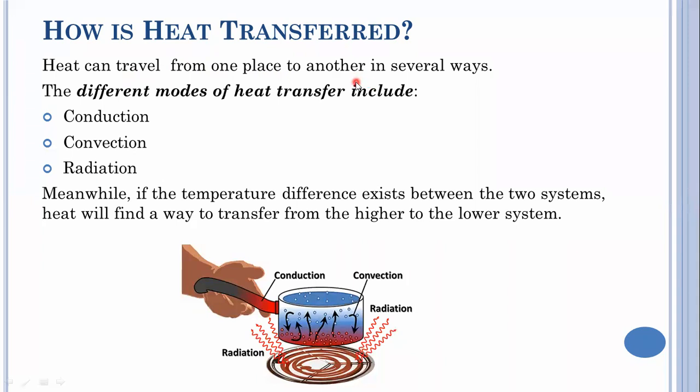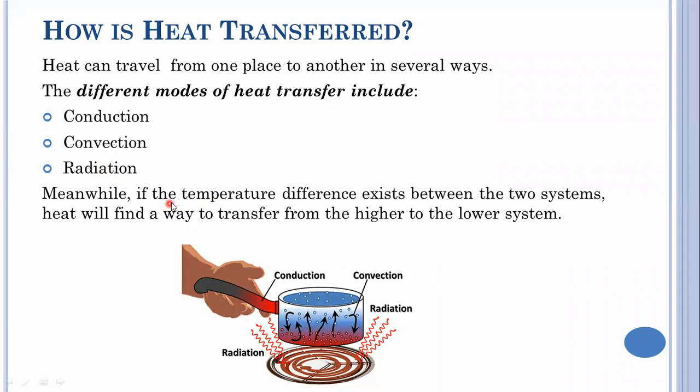Okay. So basically we know that if there is a temperature difference between two points, heat can flow from higher temperature to lower temperature easily, right? The different modes of heat transfer include conduction, convection, and radiation. These are the three modes of heat transfer we are going to study, and the laws which are related to these modes of heat transfer. That will be your syllabus part from heat transfer.